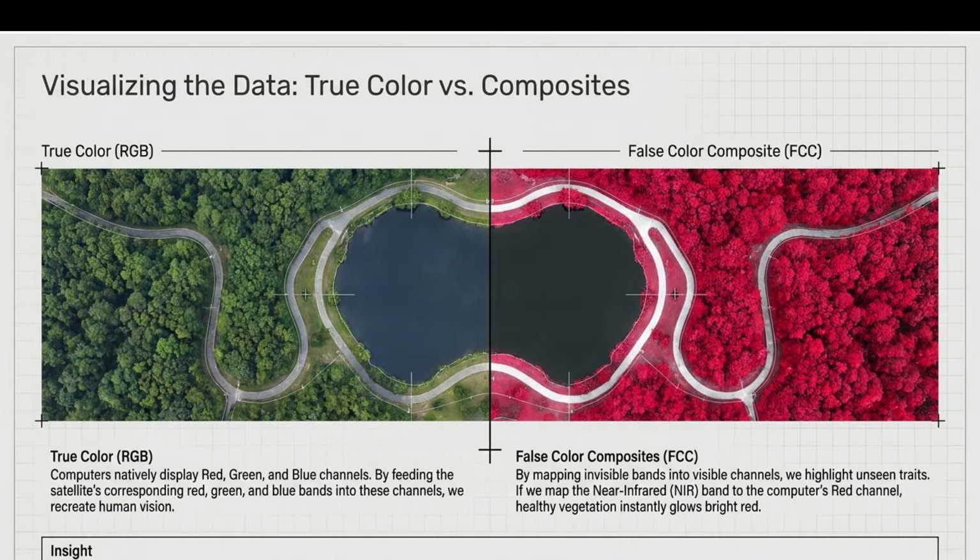When you travel on an aeroplane, you can easily see this type of view. It's human vision. But we can also use another, called the false color composite. You can see it works by mapping invisible bands into visible channels. Invisible bands.